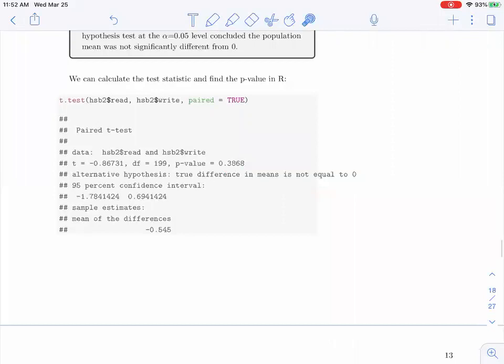Okay. It also gives us a 95% confidence interval, right? Going from a negative number to a positive number, so 0 is in here. 0 is included in the interval.